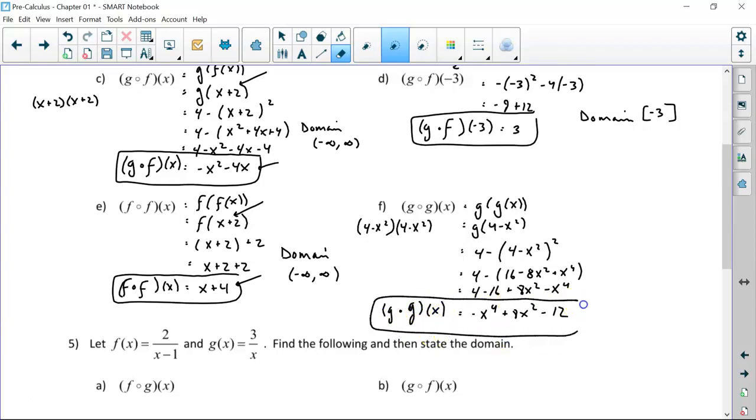To find our domain, look at the inner function, no restrictions. Look at the final function, no restrictions. So our domain is all real numbers, negative infinity to positive infinity.